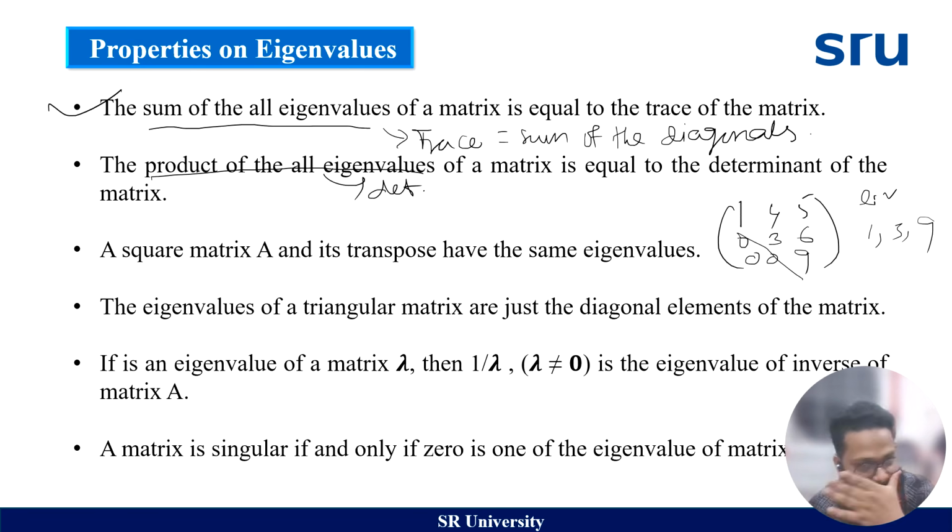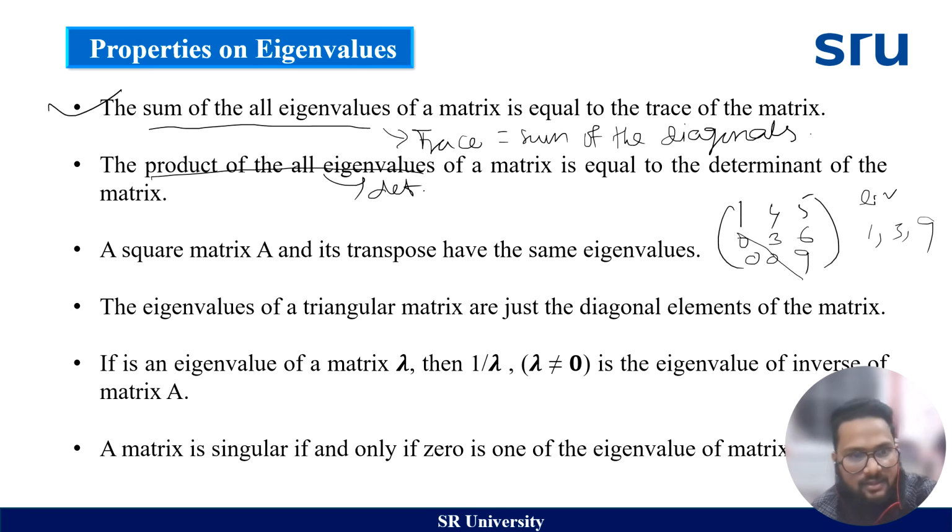Next is that if a matrix is given and one of the eigenvalues of the matrix is lambda, then one of the eigenvalues of the inverse of the matrix will be 1 by lambda. Only case is that the eigenvalue should not be 0. If it is 0, then it is not applicable because 1 by 0 is indefinite, right? So if one of the eigenvalues of a matrix is lambda, which is non-zero, then if we find the inverse of the matrix, one of the eigenvalues would be 1 by lambda, definitely.